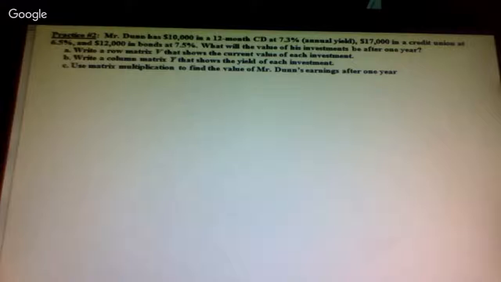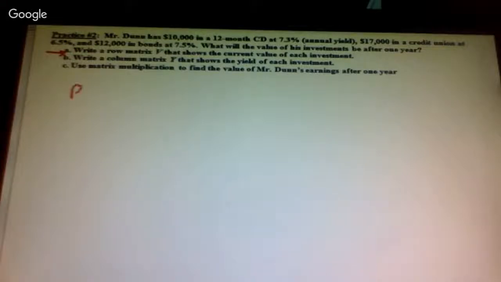Annual yield. Mr. Dunn has $10,000 in a 12-month CD at 7.3% annual yield, $17,000 in a credit union at 6.5%, and $12,000 in bonds at 7.5%. What will his investment be after 1 year? So, one step at a time.